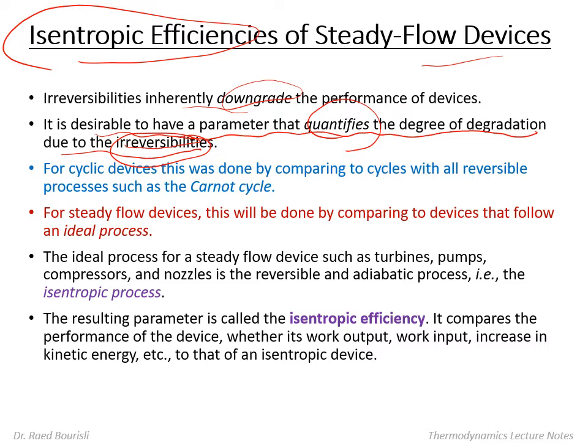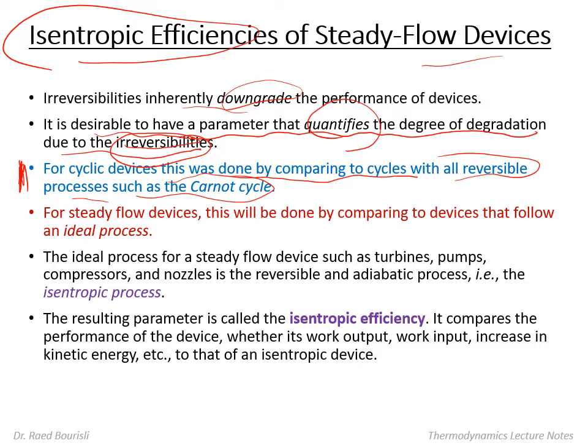This degrades it by 0%, so it's actually reversible. For cyclic devices that we studied in chapter 6, this was done by comparing the cycles with the irreversible processes such as the Carnot cycle. So I'll compare my actual heat engine to the Carnot heat engine, and if the Carnot heat engine has an efficiency of 60 and my device has efficiency of 59, then I'll be happy.